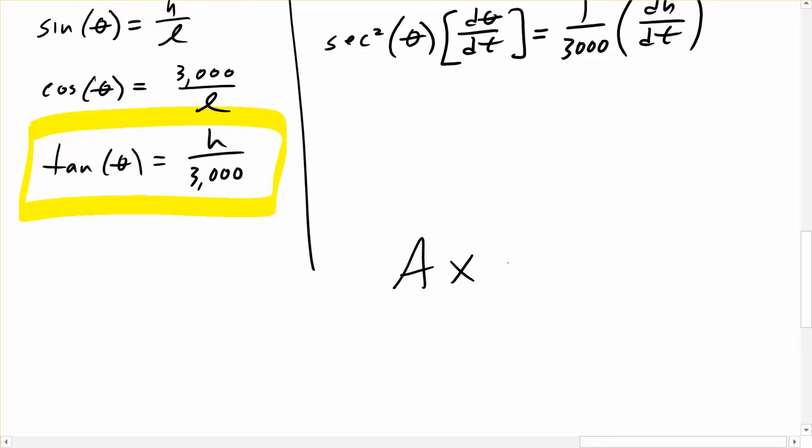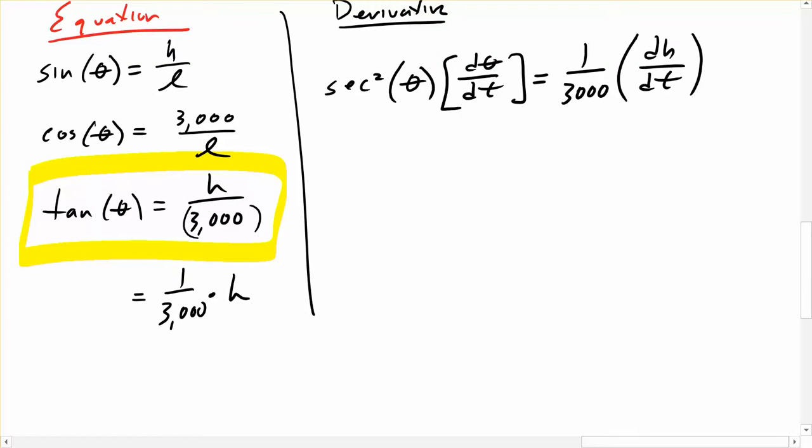What's the derivative of a times x? A times dx/dt if you did it in terms of t, right? Why did we do 1 over 3,000? Because 3,000 is in the denominator. This is the same thing as 1 over 3,000 times h. All I'm doing is that derivative. The 1 over 3,000 is just along for the ride. The h turned into dh/dt, yes. The derivative of h in terms of t is dh/dt. The derivative of θ in terms of t is dθ/dt. So we multiply that and put it on top, then times dh/dt.